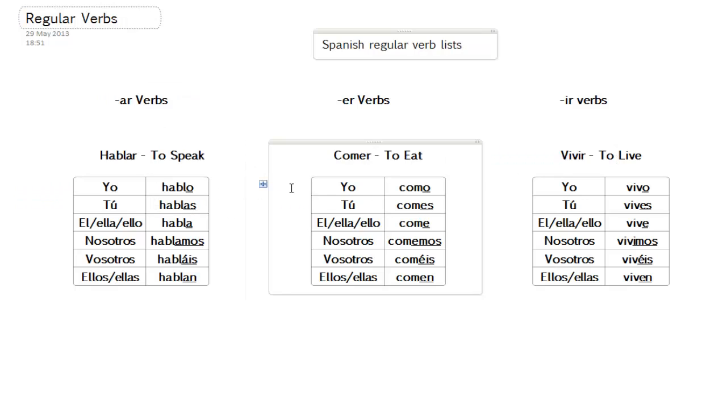So, for example, you don't eat a lot. No comes mucho. No comes mucho. Yeah, you see. And if you want to ask the question, do you not eat a lot? No comes mucho. No como mucho. No como mucho. Pues comes mucho. You eat a lot. Yeah? And there you go. Simple as pie. So I hope you get something out of this, and we'll see you in the next class.